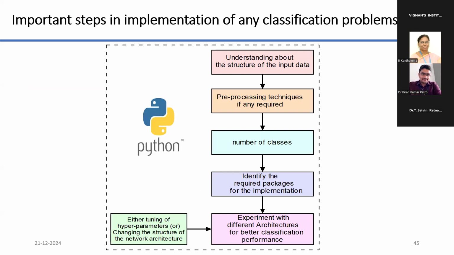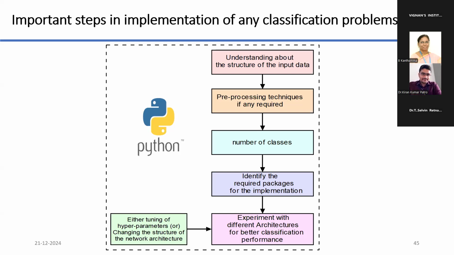So these are the important steps. Suppose you have any classification problem and you use Python, you have to follow all these steps. First, you have to understand the structure of the input data. Once you have loaded the data, you can apply different pre-processing techniques. Then you have to identify the number of classes.